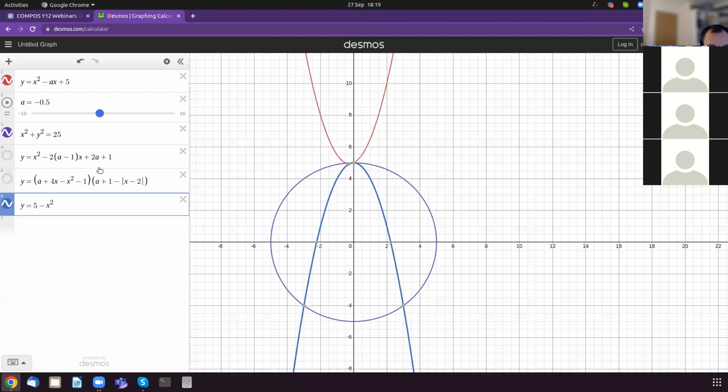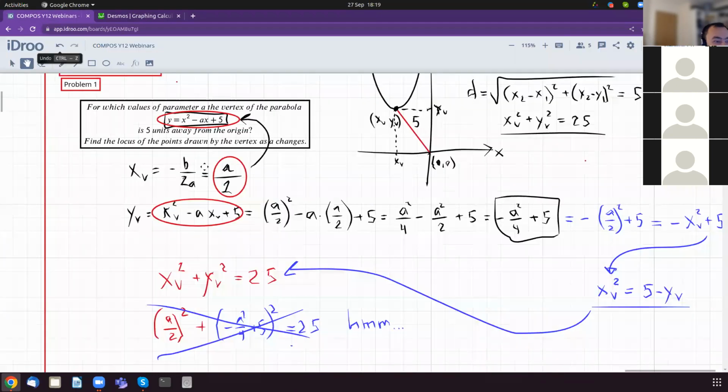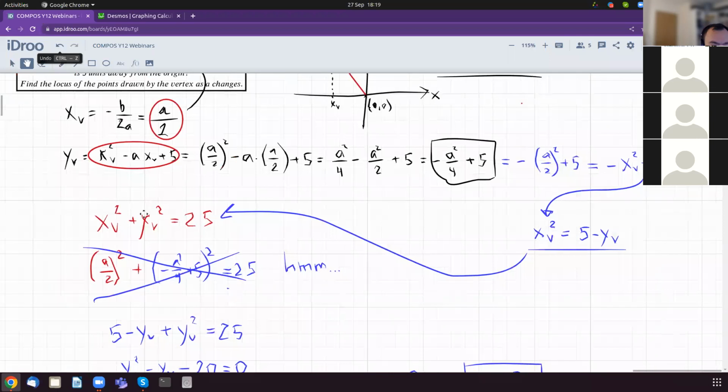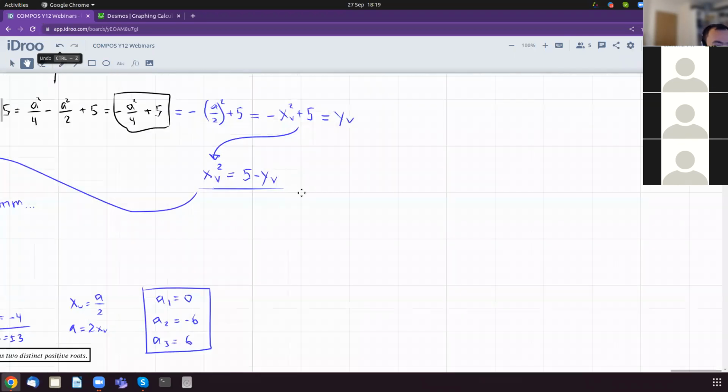You can see that actually the red parabola moves along. The vertex of the red parabola moves along this parabola. So the locus of the points traced out by the vertex is another parabola. And it's part of the question. But let's see why it happens.